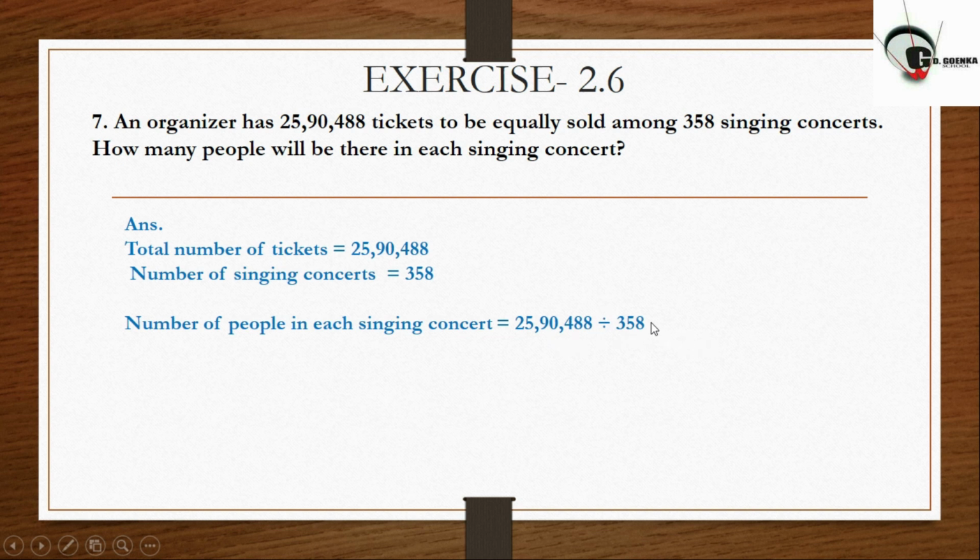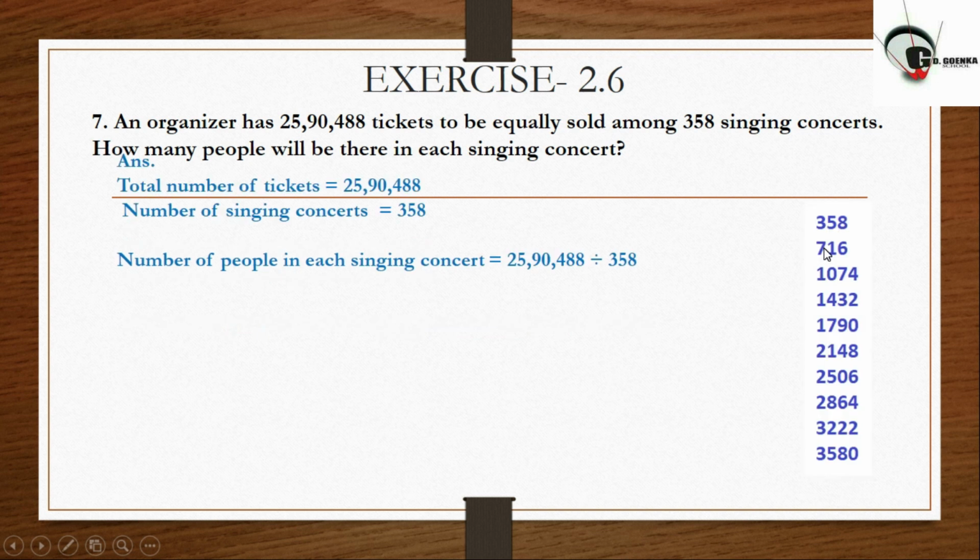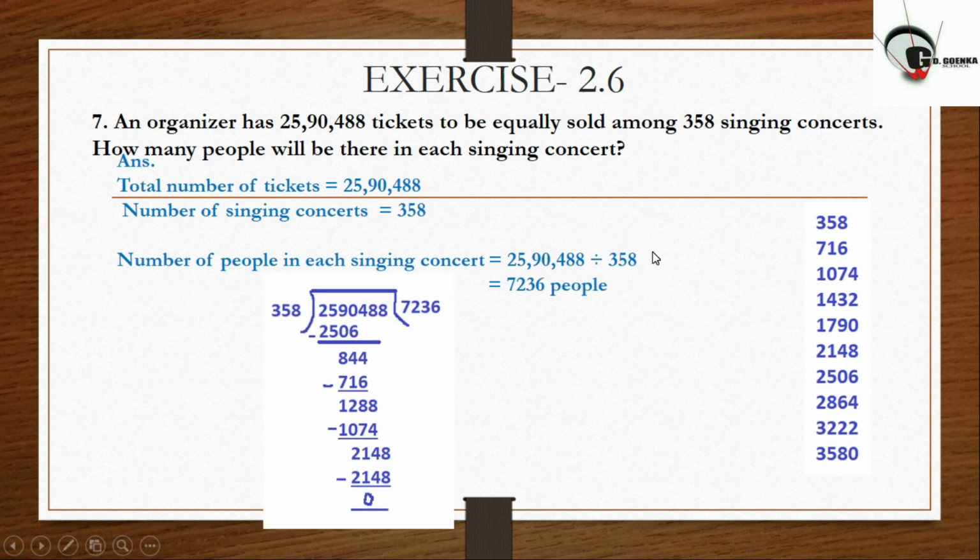Okay children, but it is quite difficult to do the division with this number, because we don't know the table of 358. So for that, first of all we need to write down the table of 358 over here. So this is the table of 358, and then we need to do the division by dividing this number by 358, and we will get the answer like this. 358 sevens are 2506. See, I am telling you how to solve this question.